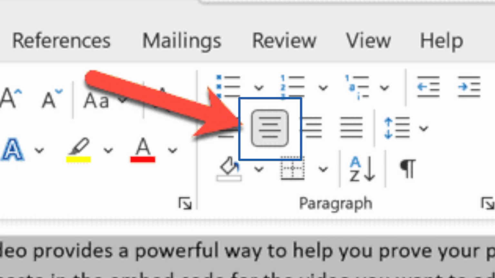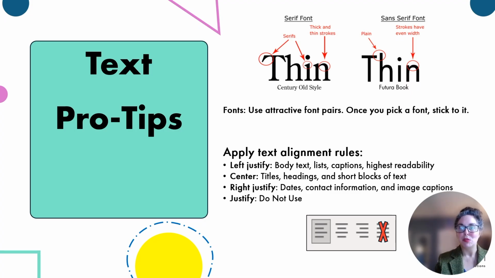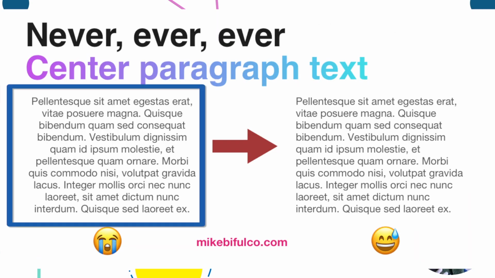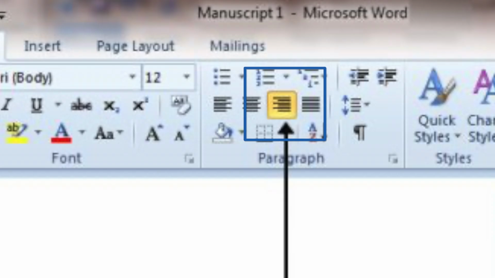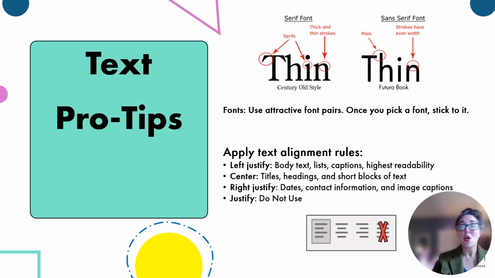When you want to use the center, you want to use it for titles and headings and short blocks of text. You shouldn't be using this one for anything more than 3 lines. Otherwise, it's going to look messy and hard to read. So 3 lines maximum, that's the rule. When you want to use right justify, you want to do this sparingly. Either you have a graphic in which this applies, or you're using it within your slide or your document for dates or contact information or specific image captions or something like this.